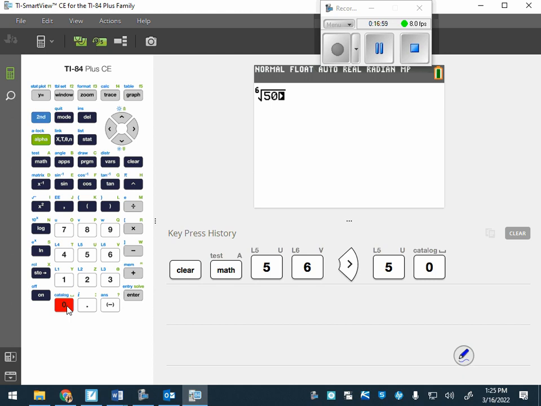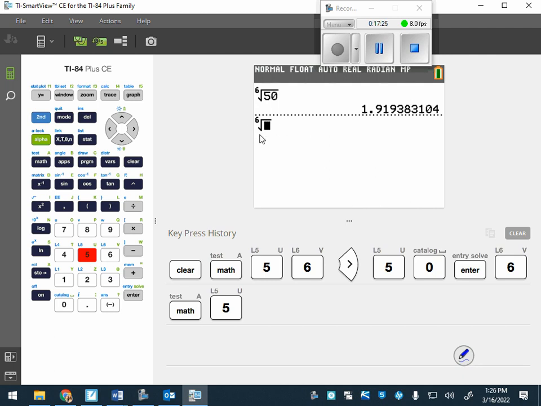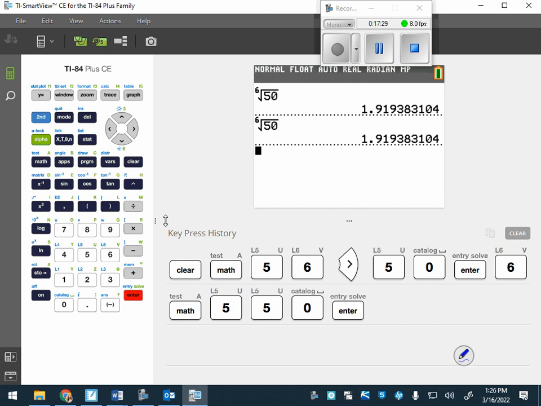Okay, and then if you hit enter, because the 6th root of 50 doesn't exist as a whole number, it's a decimal, not a perfect root. So it's 1.92. Round to 2 decimal places. You could also type in 6, then math, number 5, and it goes right to the index as well. Okay, and then 50. Or what's another way to write the 6th root of 50?